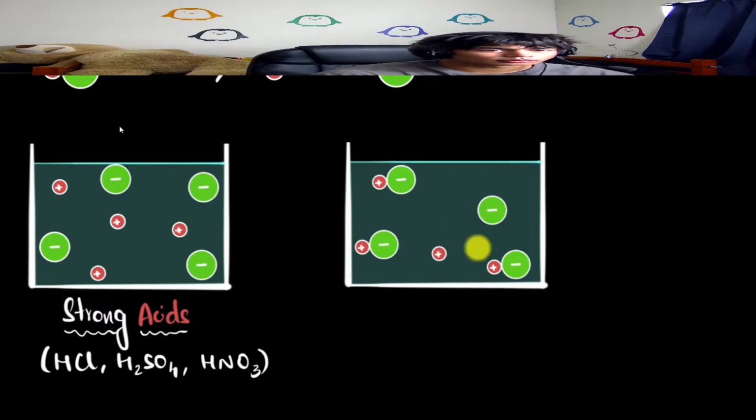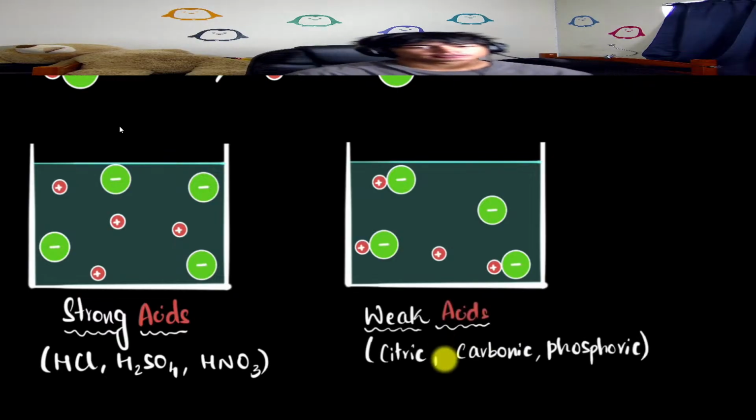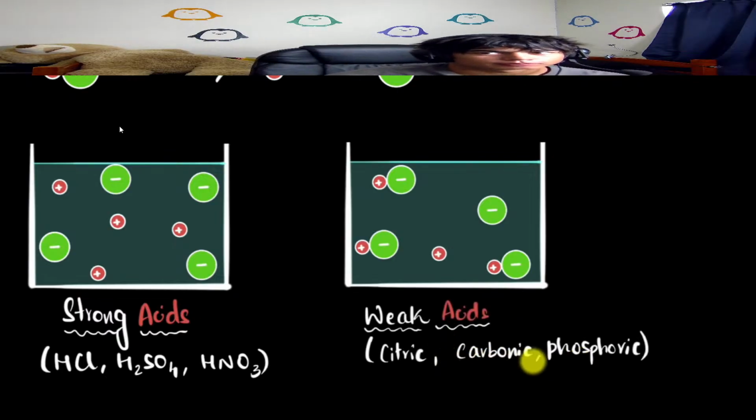But what's happening over here? Well, here also I have four HA molecules, acidic molecules, but only one of them has dissociated. In other words, partial dissociation. Whenever acids undergo partial dissociation, we call them weak acids. And your citric acid, carbonic acid, phosphoric acid, they're all weak acids. And by the way, these are the acids that you find in your soft drinks.